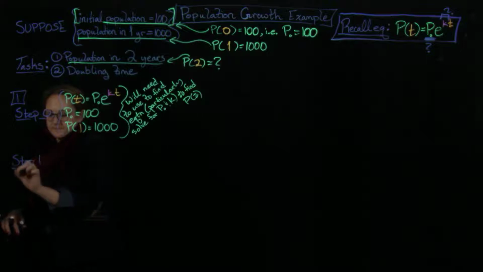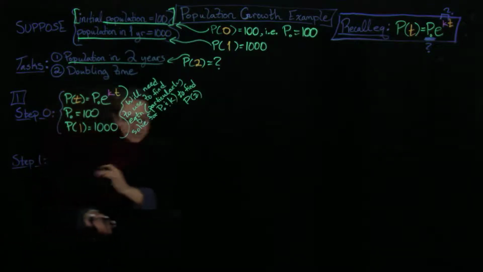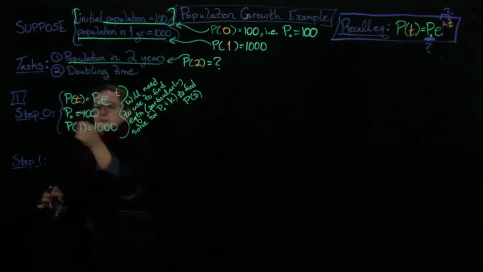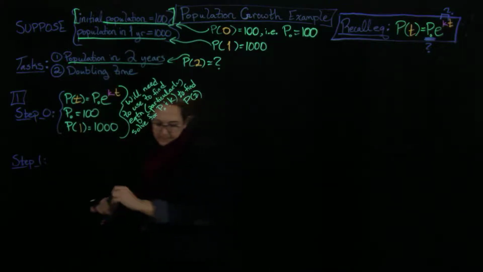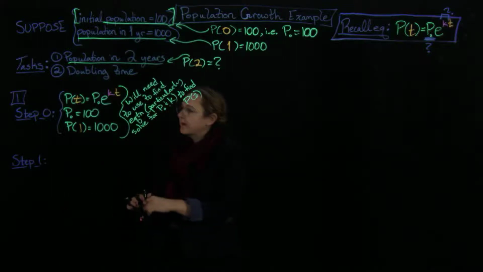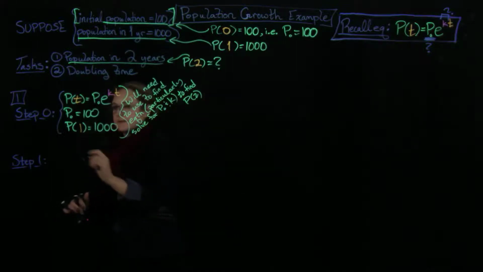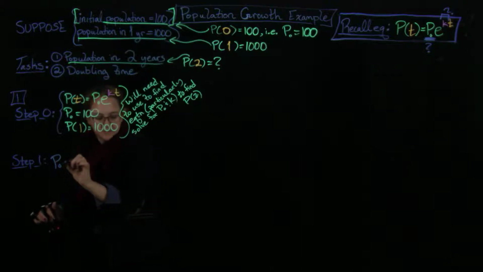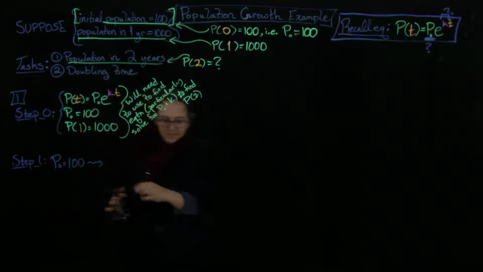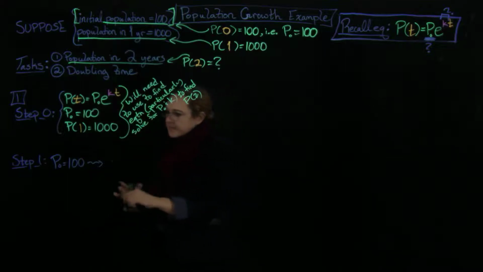So step 1. In this one, I'm going to want to just use this one little piece of information here. I'm going to make this a slightly different color to help so that you can see where I'm putting it in. So P naught equals 100. What is that going to give me? Well, now I have that P of T.